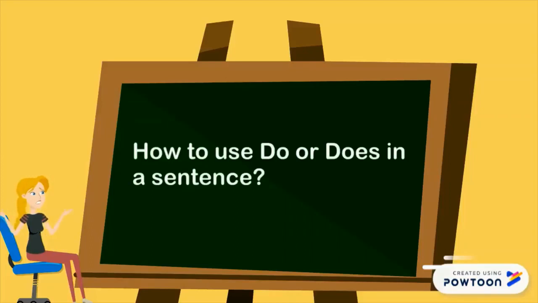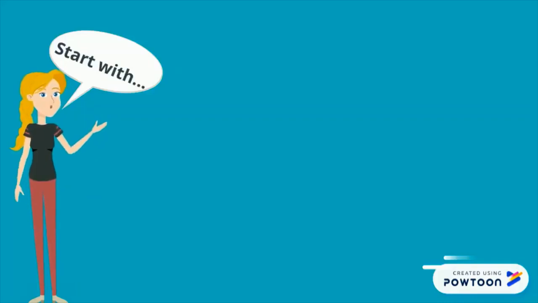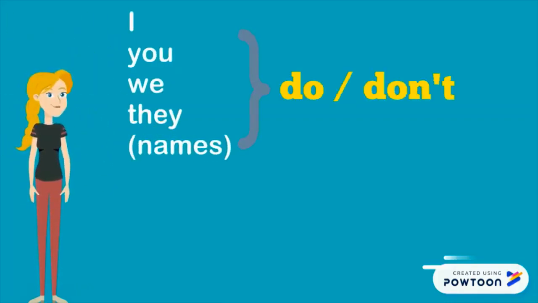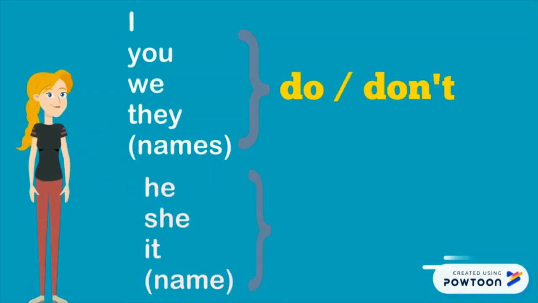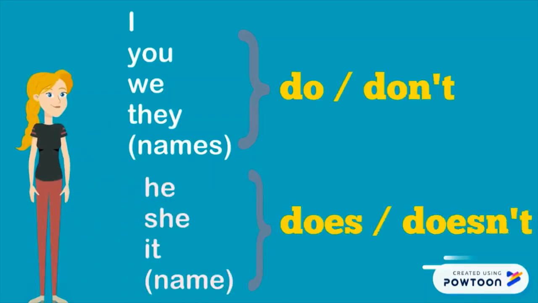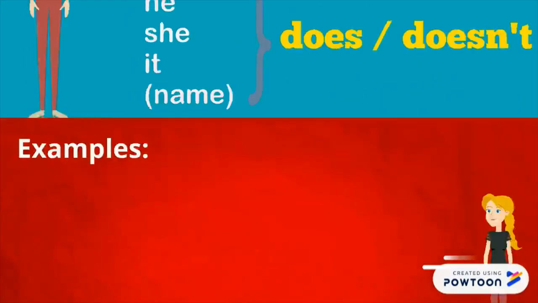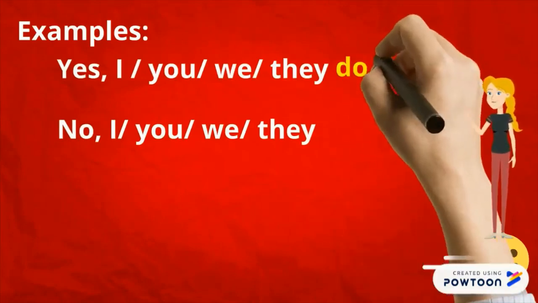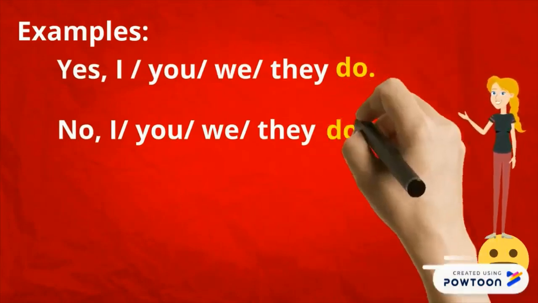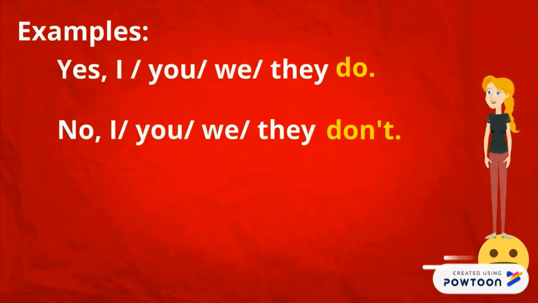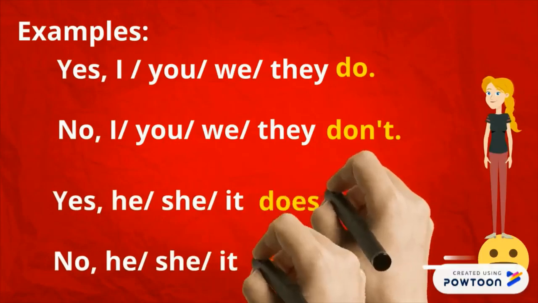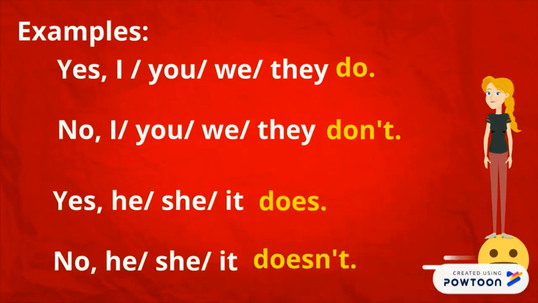Next, how to use do or does in a sentence. To start a sentence, start with I, you, we, they, or names, followed by do or don't, or he, she, it, or a name, followed by does or doesn't. For example, you can say, yes, I or you or we or they do. No, I, you, we, they don't. Yes, he, she, it does, or no, he, she, it doesn't.